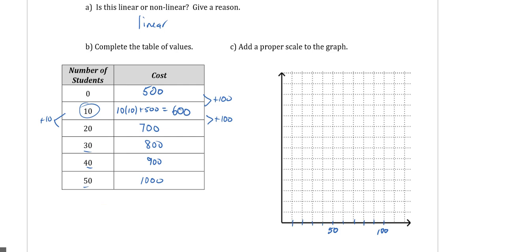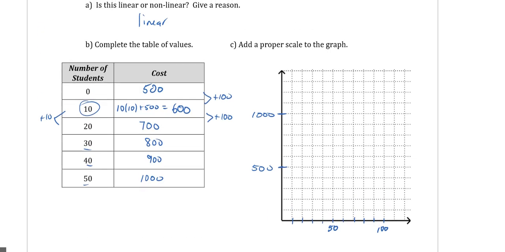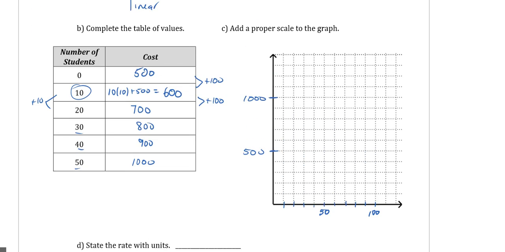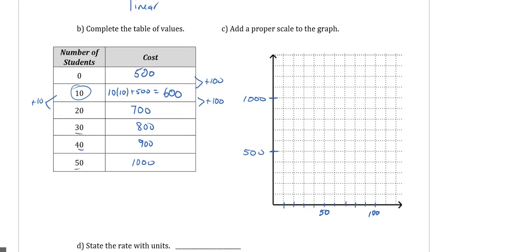If you knew there was going to be about 300 students going to the dance, you'd probably want your graph to go up to 300 students, so then we would have to adjust our scale. But for this question, it doesn't matter. And I'll probably want to count by 100. So 100, 200, 300, 400, 500, 600, 700, 800, 900, 1,000. Okay, so I'm going to graph this. It doesn't actually say to graph it, but I think we're supposed to. So we added our scale. 0 starts at 500, and at 50 we're at 1,000.